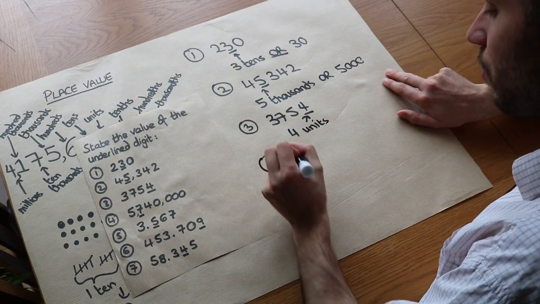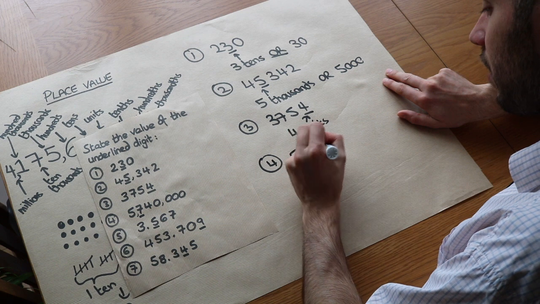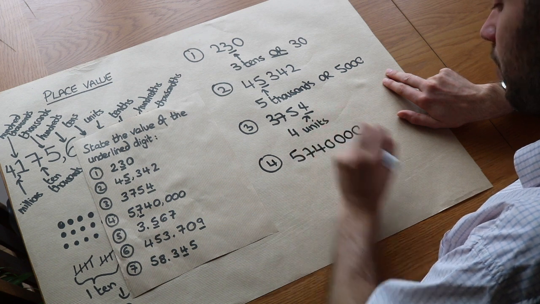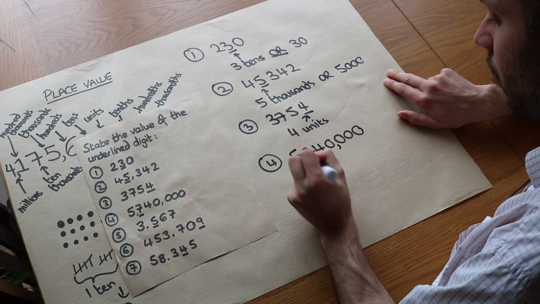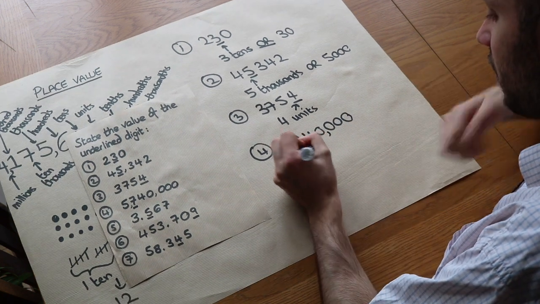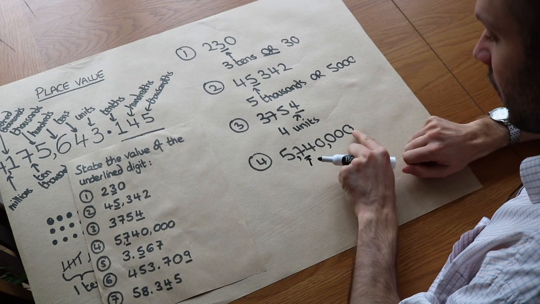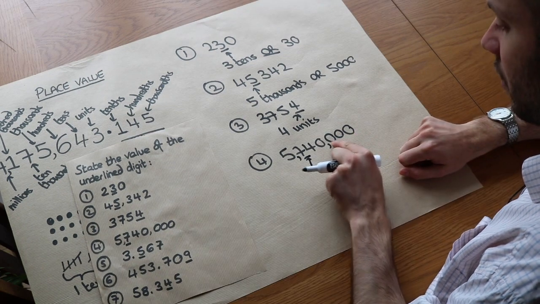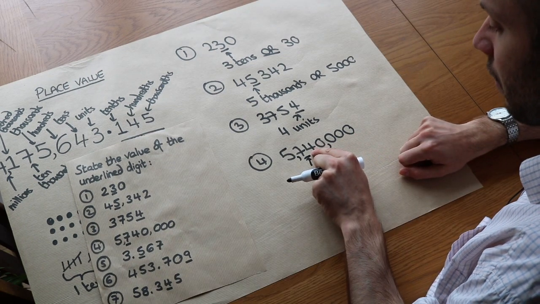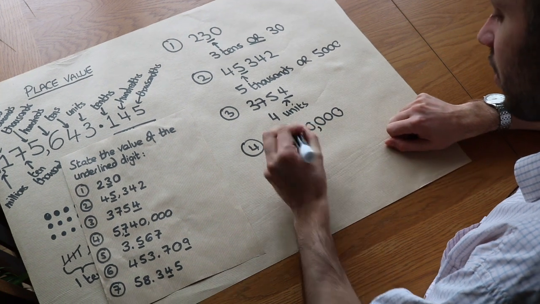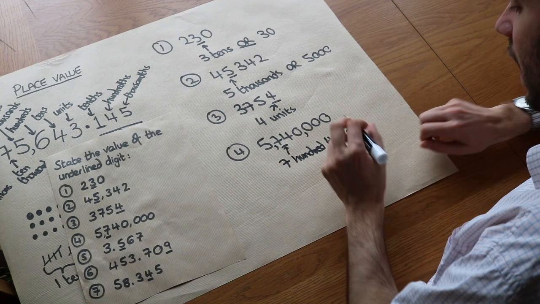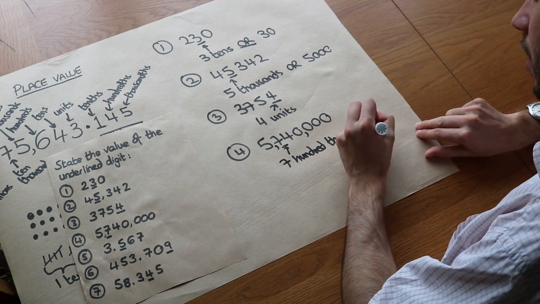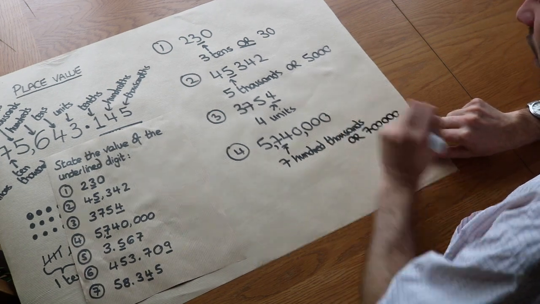Next one, question 4, 5,740,000. I'll put the commas in, starting from the right, 1, 2, 3, comma, 1, 2, 3, comma, and we want to know the value of this digit. Well, that's a units digit, tens digit, hundreds digit, thousands digit, 10,000s digit, 100,000s digit. So it's worth 700,000. That's what the 7 is worth.